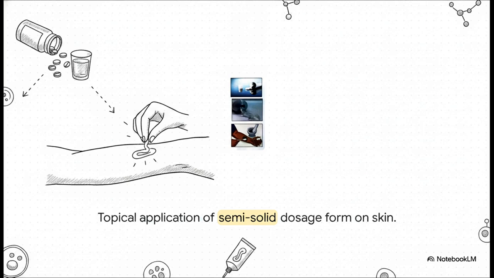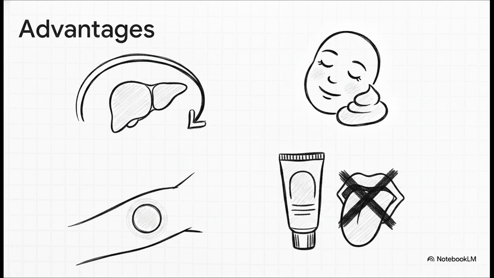Instead, you apply a semi-solid ointment or cream directly to the skin for fast, site-specific action exactly where you need it. Scientifically, this offers some incredible advantages. When you apply something topically or use a semi-solid suppository, you avoid first-pass hepatic metabolism. That means the drug doesn't get broken down by the liver before doing its job.